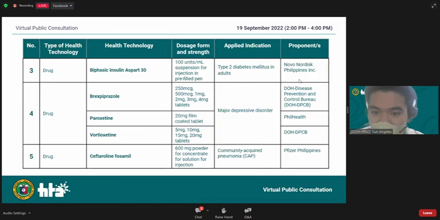Biphasic insulin aspart 30 for type 2 diabetes for adults submitted by Novo Nordisk Philippines, brexpiprazole, paroxetine, and vortioxetine for major depressive disorder submitted by DOH, DPCB or Disease Prevention and Control Bureau and PhilHealth. Ceftaroline fosamil for community-acquired pneumonia submitted by Pfizer Philippines. Next slide, please.